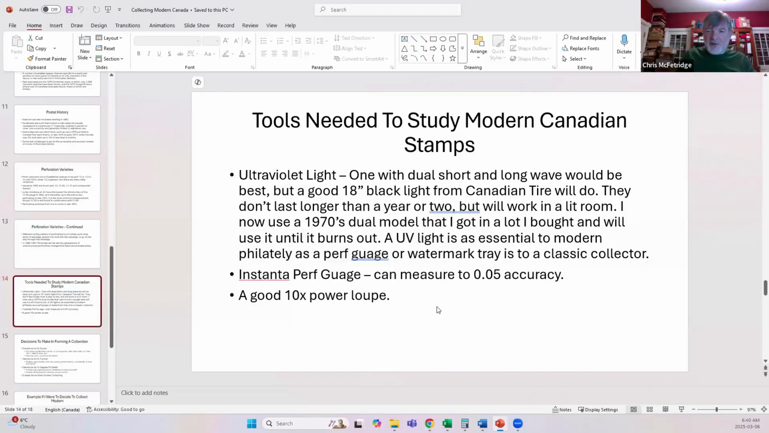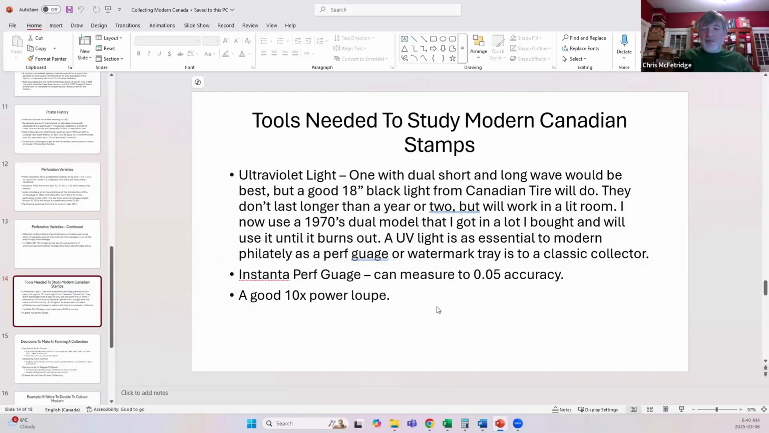We have Canadian Tire, but in England, I guess it would be Marks and Spencer or whichever store sells housewares. It would just be a black light used for parties. They're usually about 18 inches long, and they give out a good amount of light. So you can use them even in a lit room if you're careful.